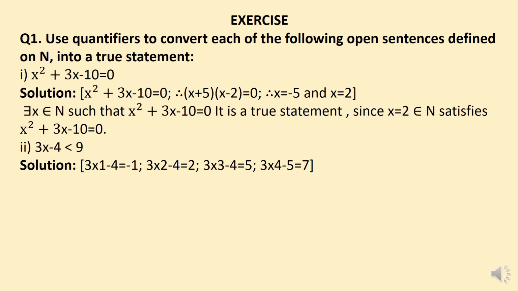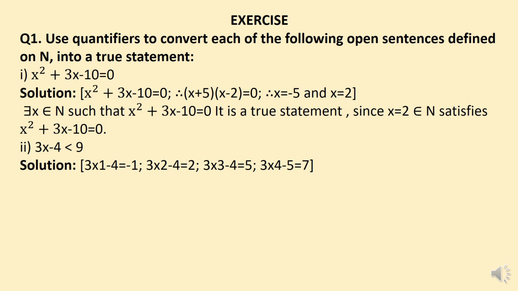Suppose x is 3. Then 3 threes are 9 minus 4, which is 5. Again it is less than 9. And 3 into 4, that is 12 minus 5, which is 7, which is less than 9. Suppose we take x as 5, what do we get? We get 3 fives are 15. 15 minus 4 is 11. Now 11 is not less than 9. So the given condition is satisfied only by the numbers 1, 2, 3 and 4.